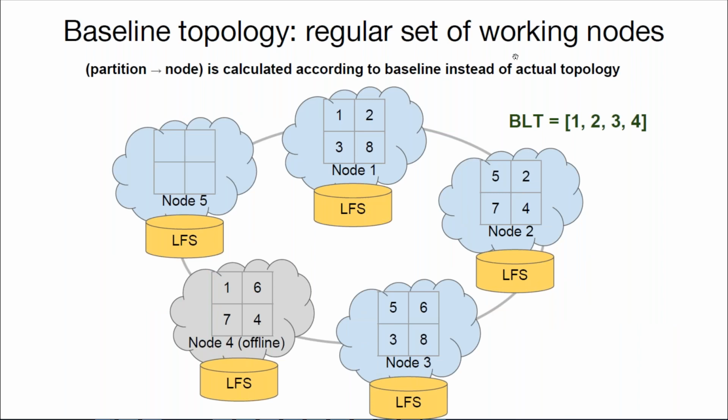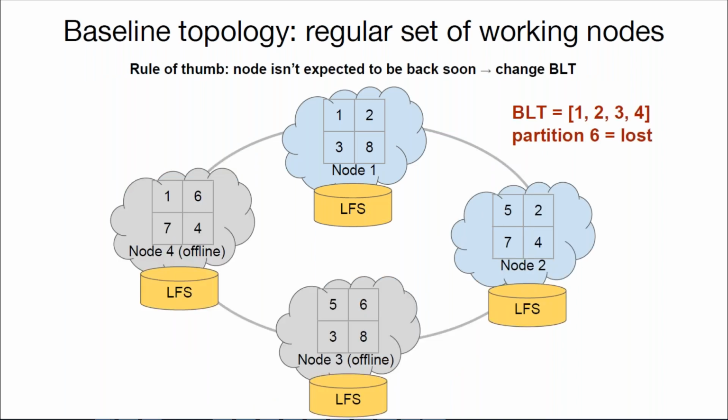Well, it's quite obvious that baseline topology doesn't prevent us from data loss, because such a situation may happen: with backup factor 1, 2 nodes may leave at the same time. In such a case, even though baseline is 1, 2, 3, 4, we only have 2 nodes, 2 and 1, in the actual underlying set. That means if we, for some reason, want to access a key in partition number 6, we can't do that because it's lost.